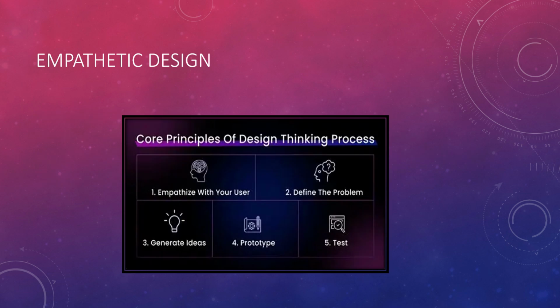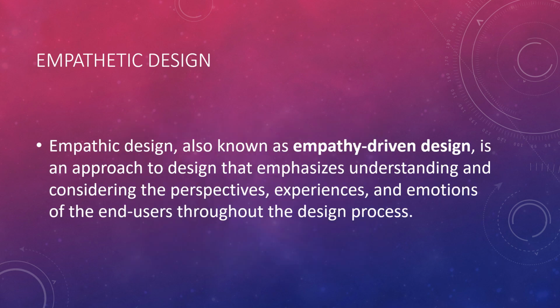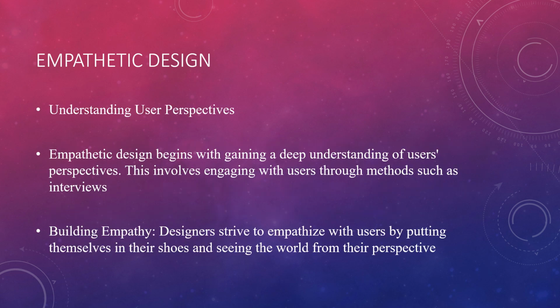Next, these are the core principles we are using in this design thinking process: understanding the user's perspectives, building empathy, contextual inquiry, and co-creation with the users. We have different types of core principles here. First one, empathize with the users, defining the problem, generating ideas, creating a prototype, and the last one is testing the model. Empathetic design is empathy-driven design, an approach to understand the user's point of view throughout the process.